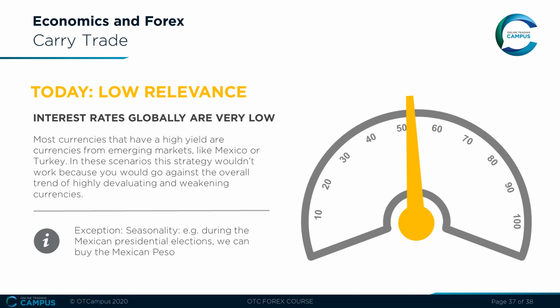Most currencies that have a high yield today are currencies from emerging markets like Mexico or Turkey. In these scenarios, this strategy wouldn't work because you would go against the overall trend of highly devaluating and weakening currencies. So it does not make sense to buy the Mexican peso long term, because we would lose on the long position. So the idea is to combine supply and demand with a carry trade, which today is very, very difficult to find. But sometimes, during certain times, like during the Mexican presidential election, for example, we can buy the Mexican peso. This is something we will look at later.